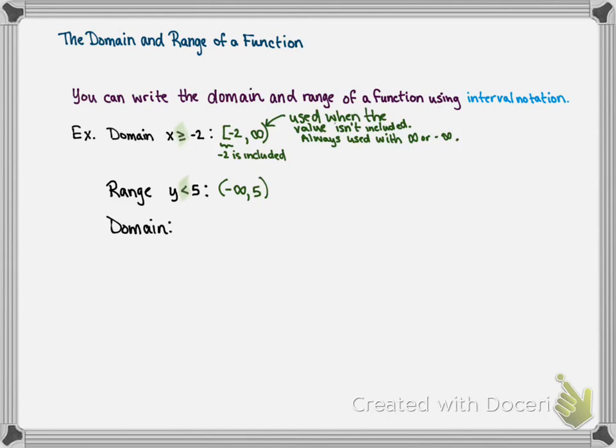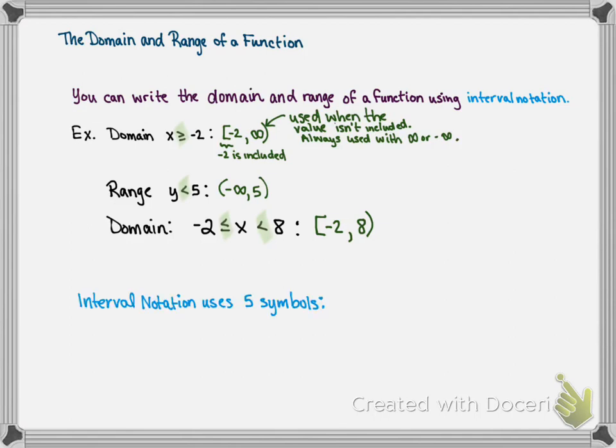Okay, let's look at another domain. The domain is -2 is less than or equal to x is less than 8. So here, what's the smallest value that x can be? -2. It's included because we have an equal bar. x can equal -2. What's the largest value of x? Well, 8, but it's not included. So here, the 8 gets a curved parenthesis because there is no equal bar with the inequality symbol.